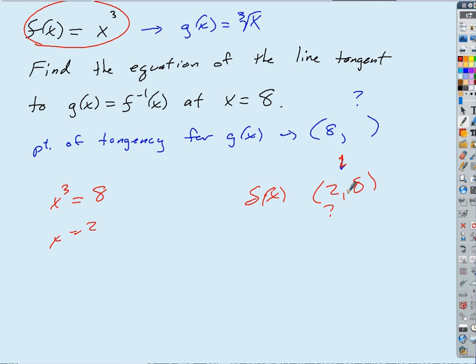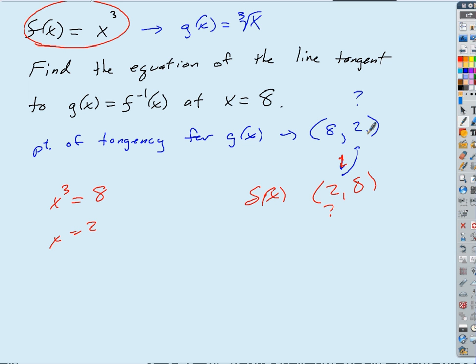So if we know x is 2, that's the input that goes with the output 8 for my original function. So for the inverse, 2 must be the output. So we have a point of tangency. Do you agree? We haven't had to really, once again, we're not using the fact that we know what the inverse function is, right? Okay, so that part's done.